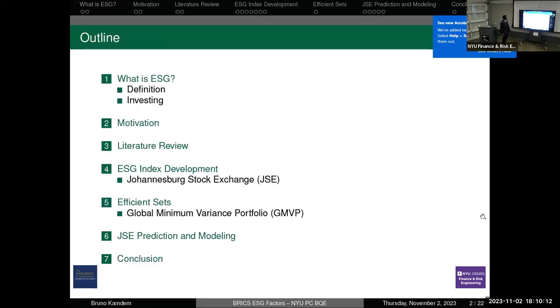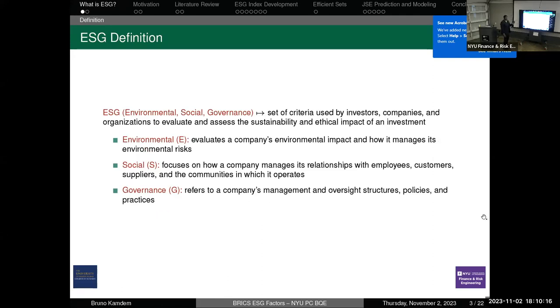Let me go back a little bit to the previous slide, if you can. If you look at the E domain, let's focus a bit on that, and then we can understand the investment aspect of it, right? The E domain has to do with the evaluation of a company's environmental impact and how it manages its environmental risk. That's what it is on the E pillar. And when you look at the S pillar, it mostly emphasizes the way the company manages its relationship with employees, customers, suppliers, and the community in which the company operates, right? And then the G refers to a company's management and oversight structures, right?